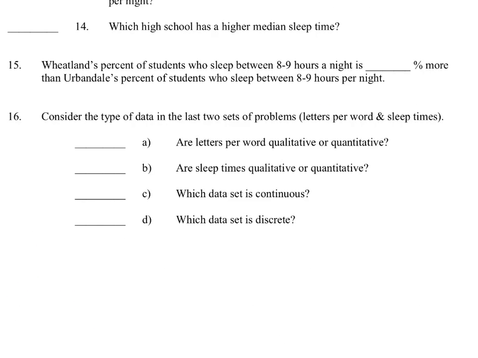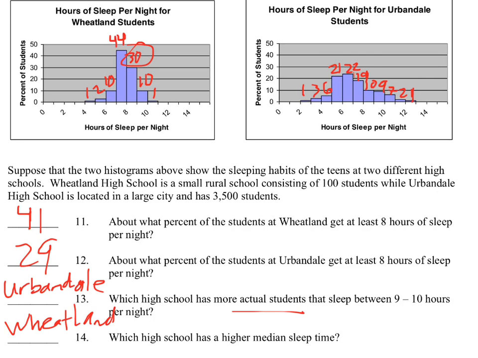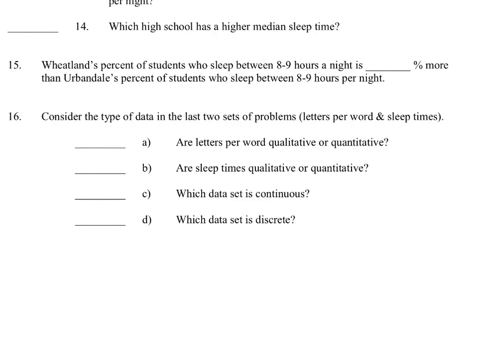Wheatland's percentage that slept between 8 and 9 hours a night is something percent more than Urbandale. Percent of students slept between 8 and 9. So 8 and 9 is 30, and then 8 and 9 on this guy is 10. Well, 30 is 200% more than 10. This is a bad question because it's asking what percent growth of percentage, and so it's kind of confusing. You're either looking at 200% more or just 20 percentage points more, based on what the question's really trying to ask. Based on how it's worded, it'd be the 200%.